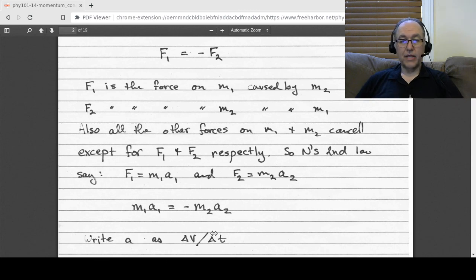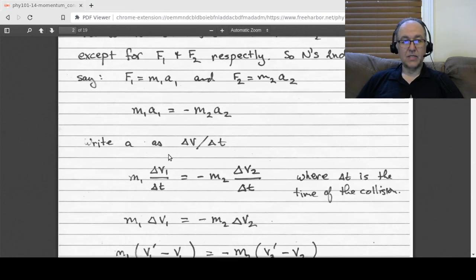During that time delta t that they're interacting, they're going to undergo a change in velocity, and that change in velocity divided by the time during which that change in velocity occurs is your acceleration. In fact, it's really like an average acceleration, but that's okay. We don't have to worry about the details here. So for a1, we can replace that with delta v1, the change in the velocity for m1, and for a2, we can write delta v2, the change in velocity for mass 2. And so that's what I did next.